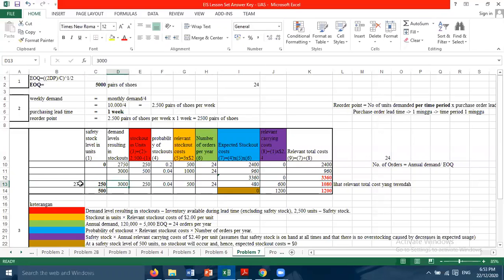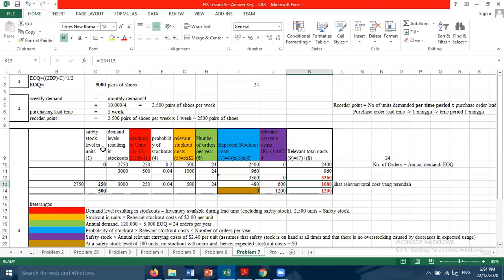Now, unlike before, we'll have relevant carrying costs. Why? Because we carry an extra 250 units, right? So all we need to do is multiply the carrying cost by the units of safety stock we put, which is $2.4 times 250, which is 600. And then we sum them up and we'll get a relevant total cost of 1,080.